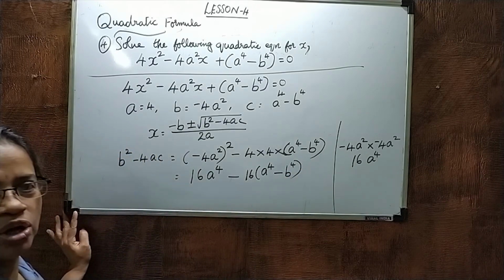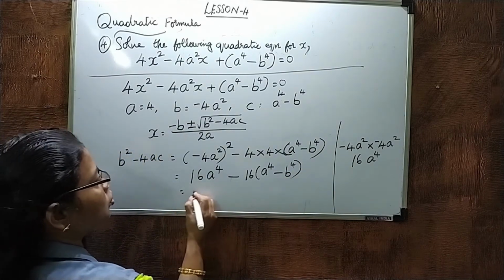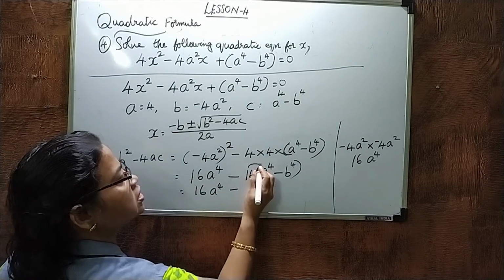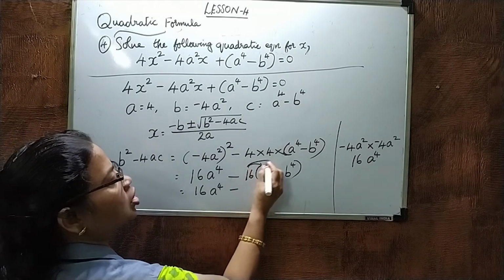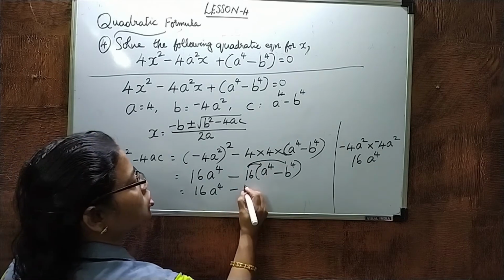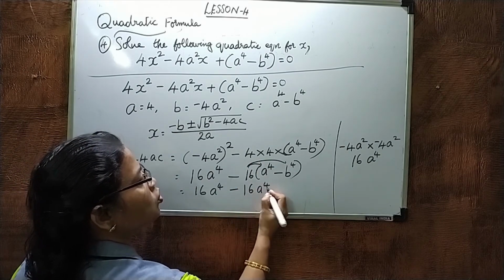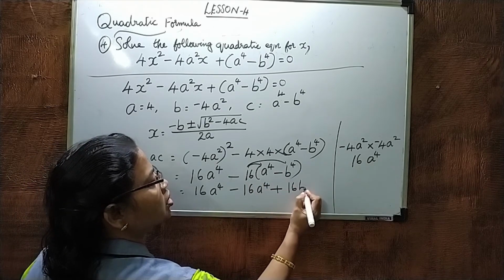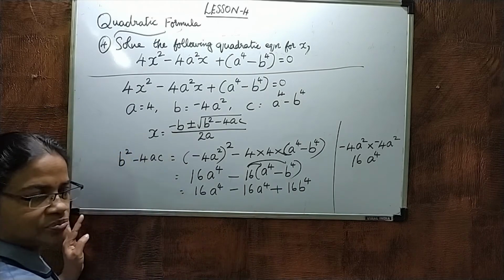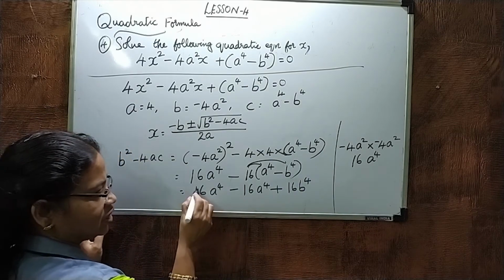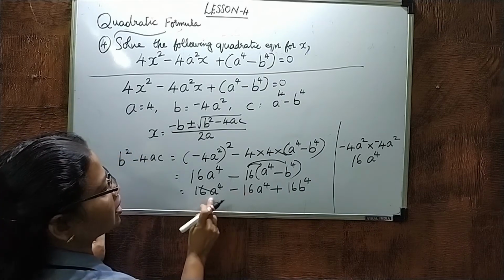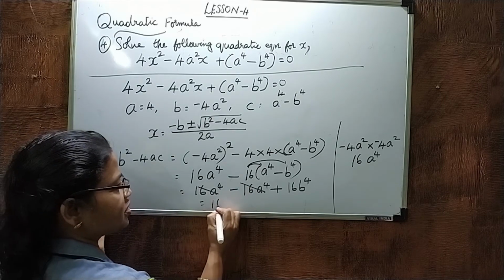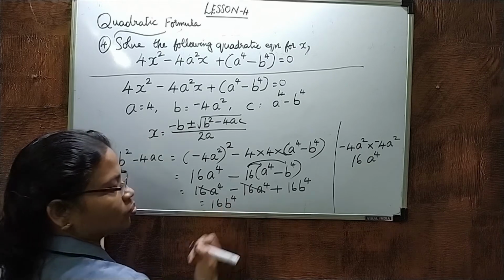Again, what you should do? You have to remove the bracket. So it will be 16 a raised to 4 minus, just remove the bracket, you have to multiply each one with the 16. So minus 16 a raised to 4, minus into minus, plus 16 b raised to 4. Now, what is the next step then? You have to cancel here, right? This 16 a raised to 4 minus 16 a raised to 4, you can cancel. You will get the answer 16 b raised to 4.